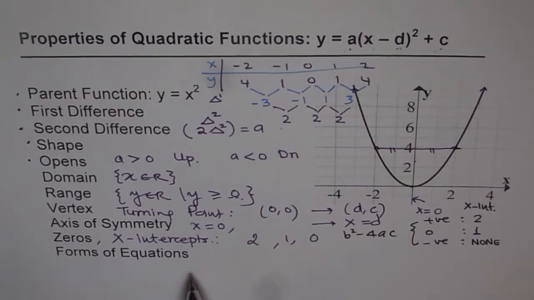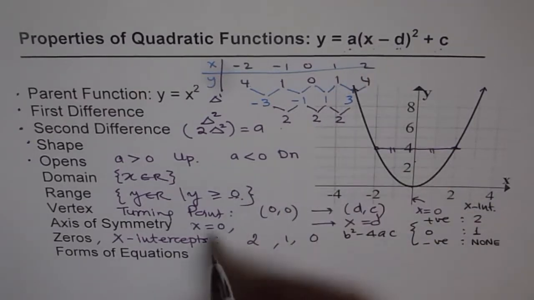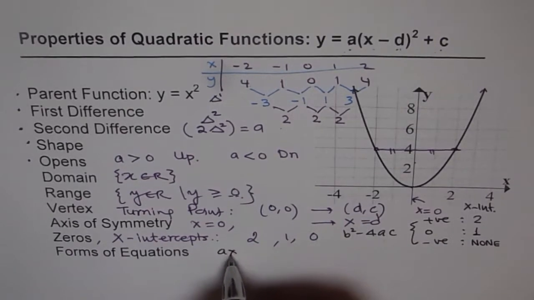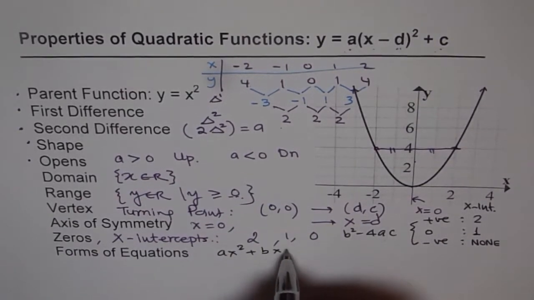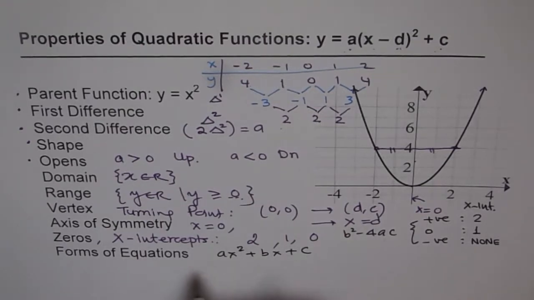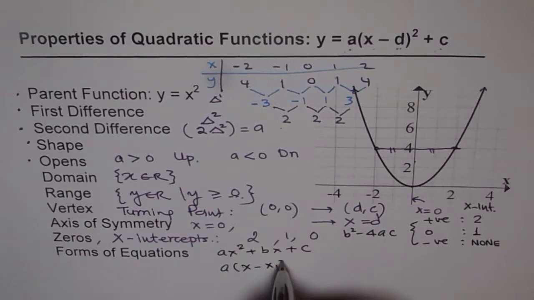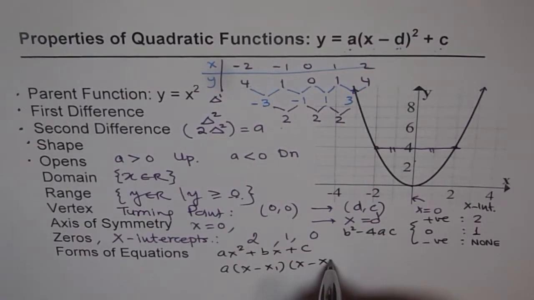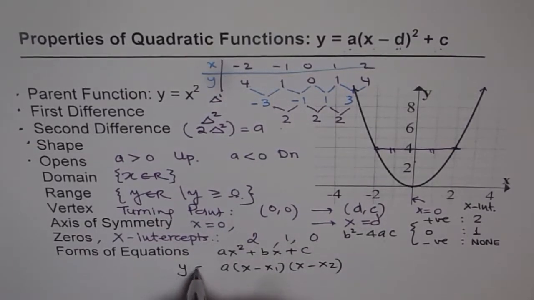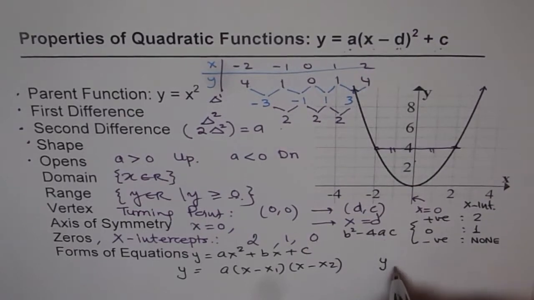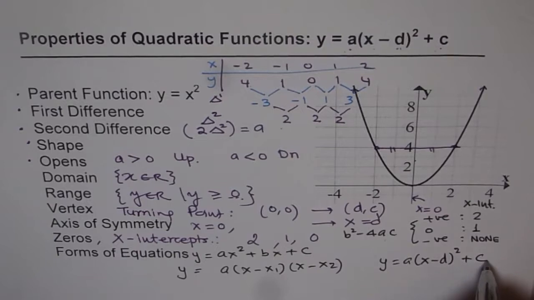And then forms of equations. We have discussed one, which is called the vertex form. The other one is the standard form, which is ax squared plus bx plus c. And the last is factored form, a times (x minus x1) times (x minus x2). So these are the different forms in which you can write your quadratic function. And the third, of course, I've written right there on the top, which is a times (x minus d) whole square plus c.